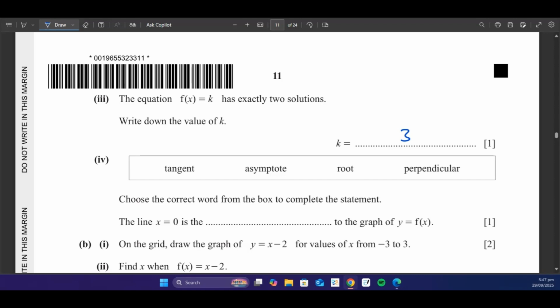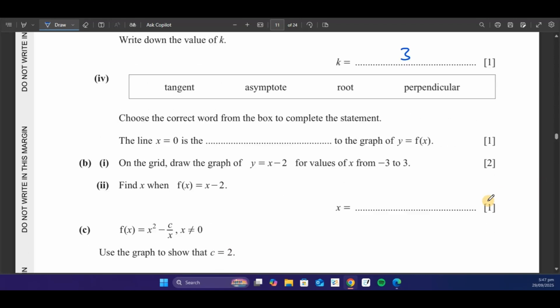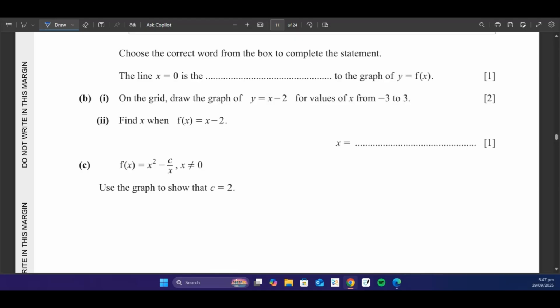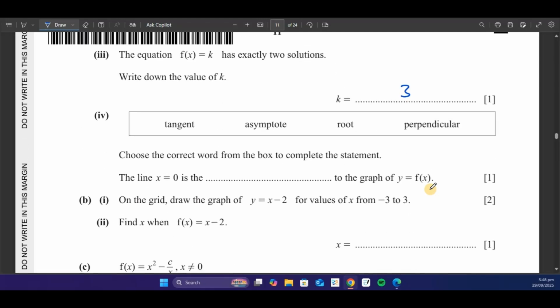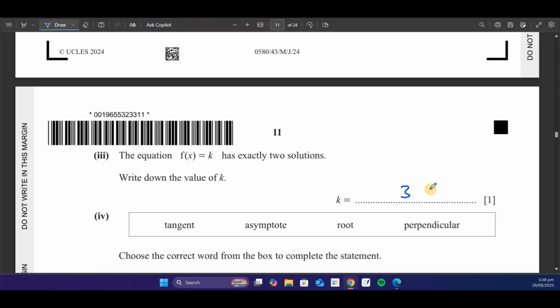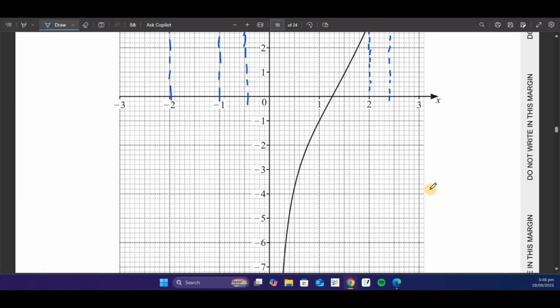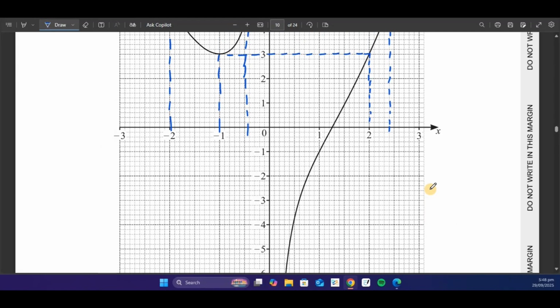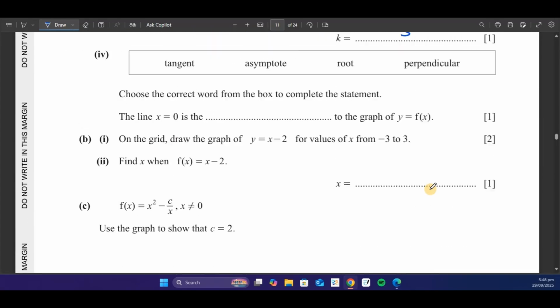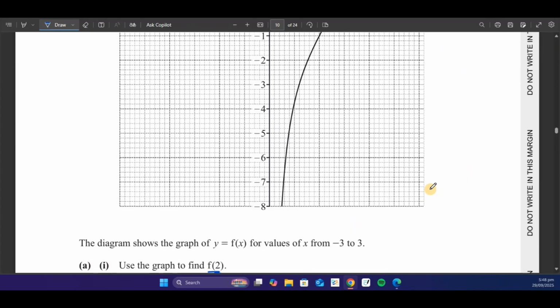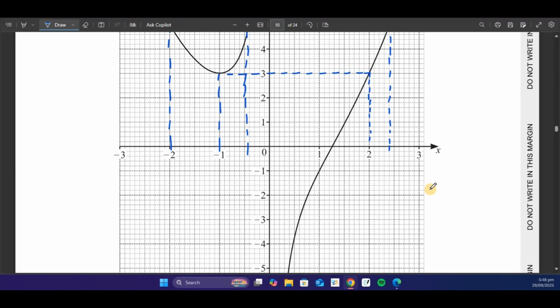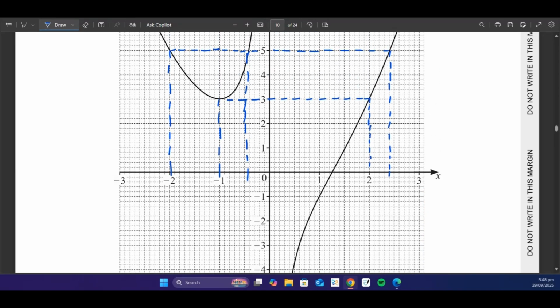Choose the correct word from the box to complete the statement. The line x equals 0 is the dash the graph of y equals f(x). Let's check from the graph. So tangent, asymptote, root, perpendicular. It's not a tangent, we can clearly see, and it's not a solution, so it's not a root. Alright, so we are left with perpendicular and asymptote. By looking at the graph, we could clearly see that it's an asymptote.